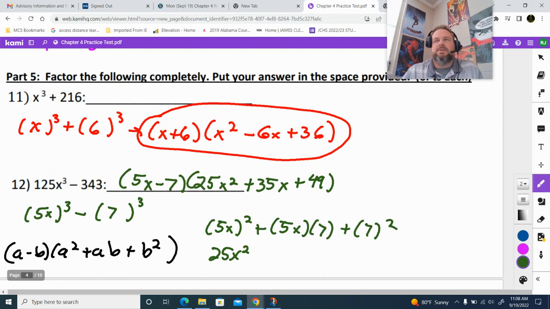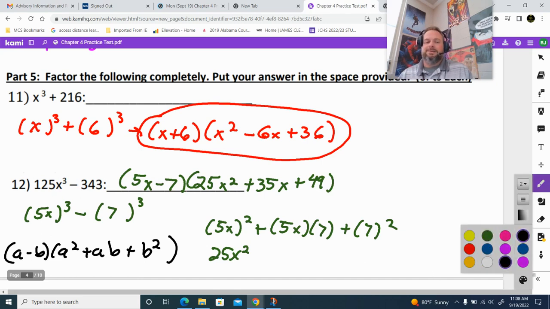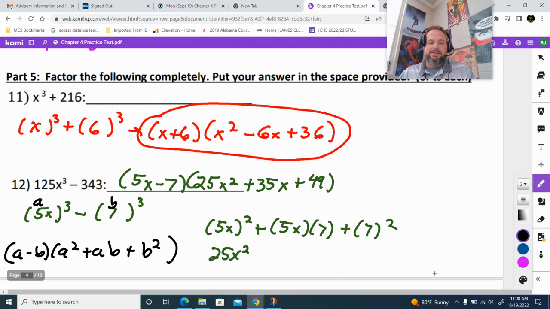Some of y'all are like, I have no idea where you got that. It's literally using the formula and plugging the stuff in. Okay, this is A, this is B. A squared plus AB plus B squared. Okay.